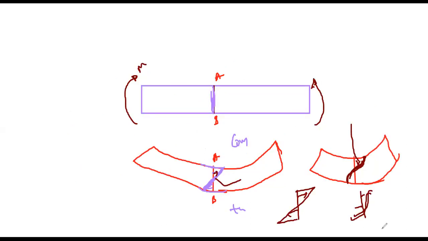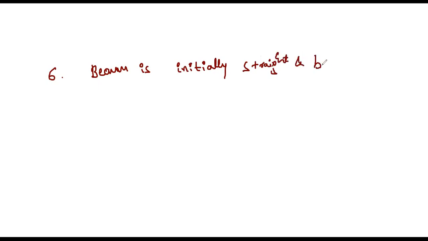Next, the sixth assumption, what we have: the beam is initially straight and bends into a circular arc.